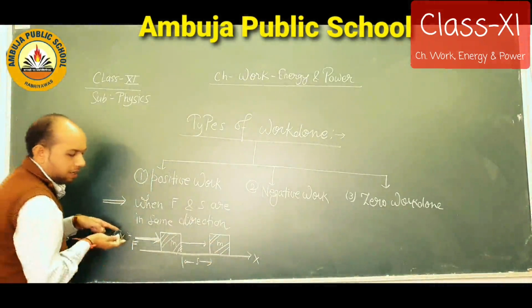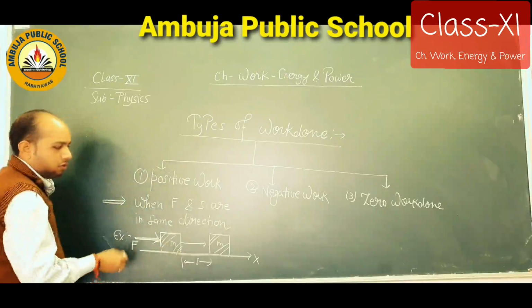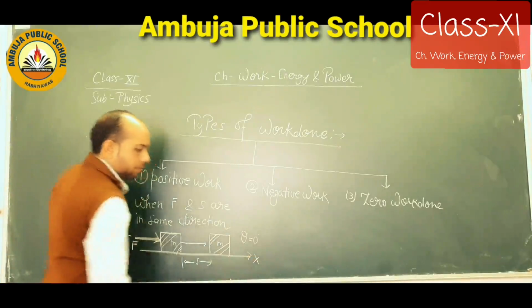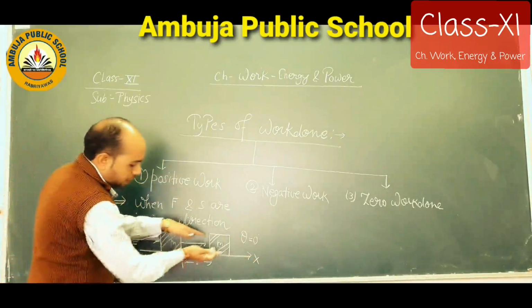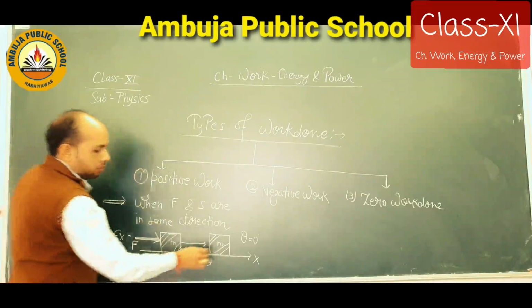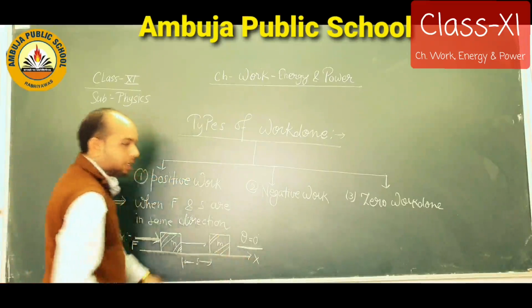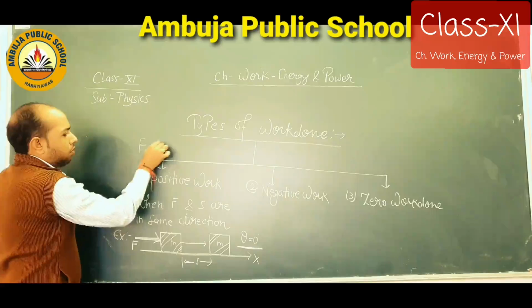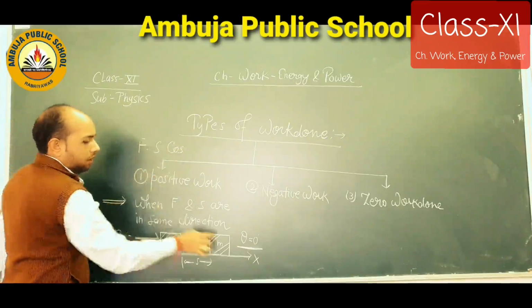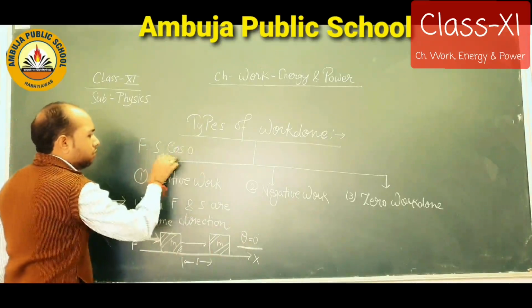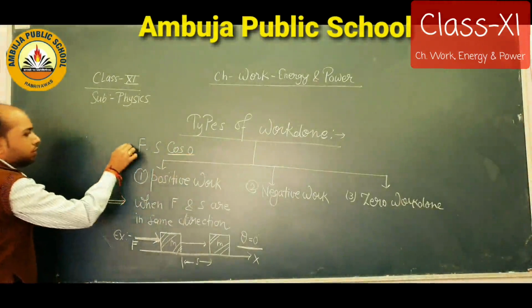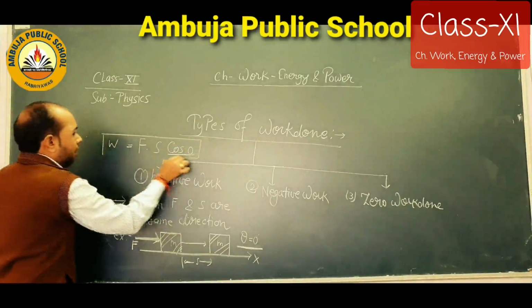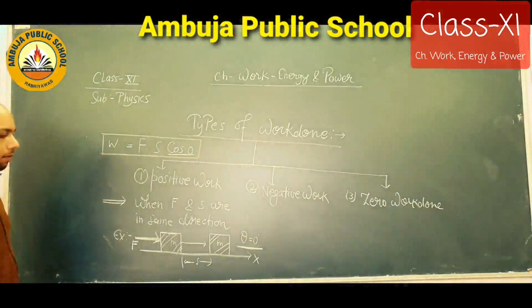So here force and displacement are in the same direction. If we talk about the angle, here angle theta is 0 degree because force and displacement are in the same direction. So we conclude theta is equal to 0. If we go to the formula F S cos theta and replace theta by 0, cos 0 is equal to 1. So work done is equal to F S only.